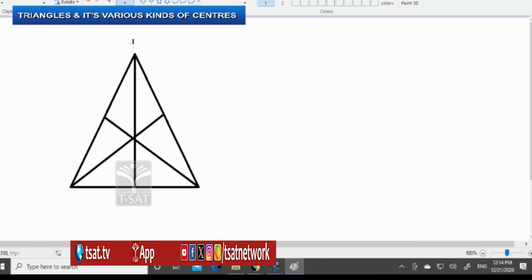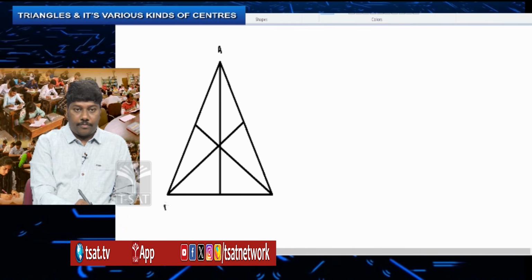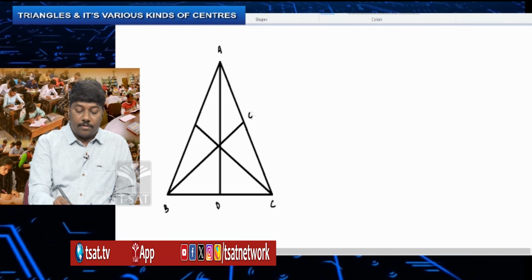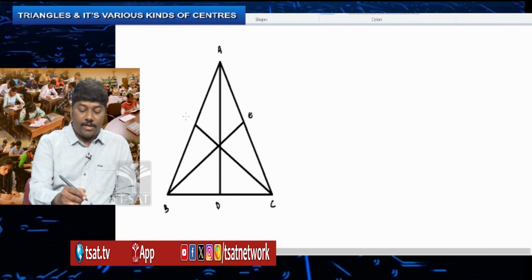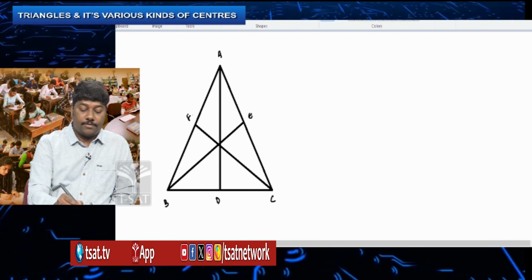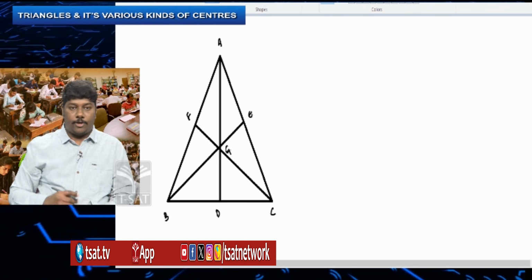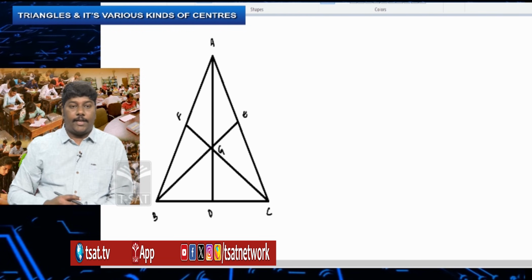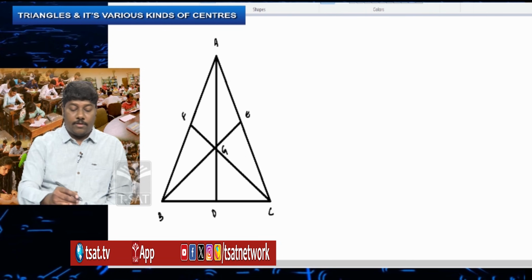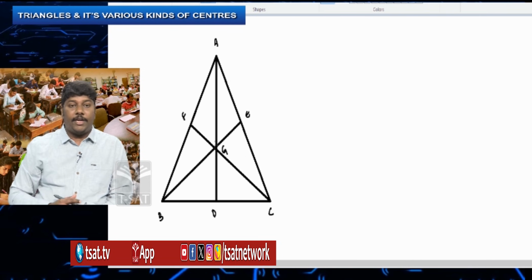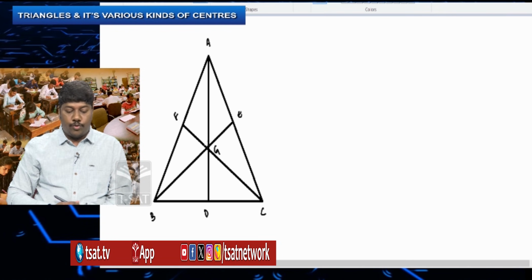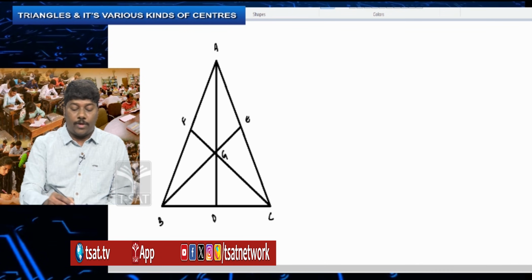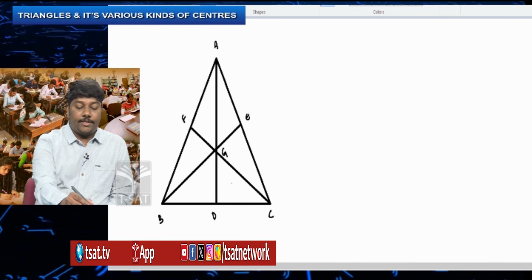Look at triangle ABC. AD, BE and CF are medians. G is the centroid. The centroid divides each median in the ratio 2:1, and a median divides the triangle into two halves. So first, I am just shading this region.